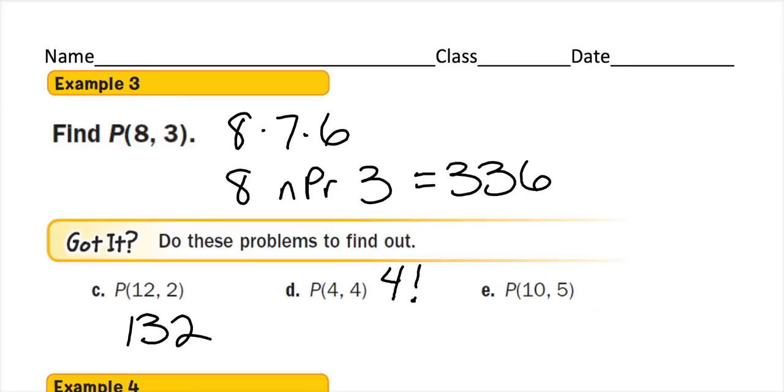Now, will you get the same answer as using NPR? Yes, you'll get the same answer. It's just you do need to know that there is such a thing called factorial, because it really does help you out in the long run. Okay, so 4 factorial means 24. That means 4 times 3 times 2 times 1. All right, so that's a special one. Okay, let's try letter E by ourselves. It's not a factorial question, so you'll just do a permutation of 10 taken 5 at a time.